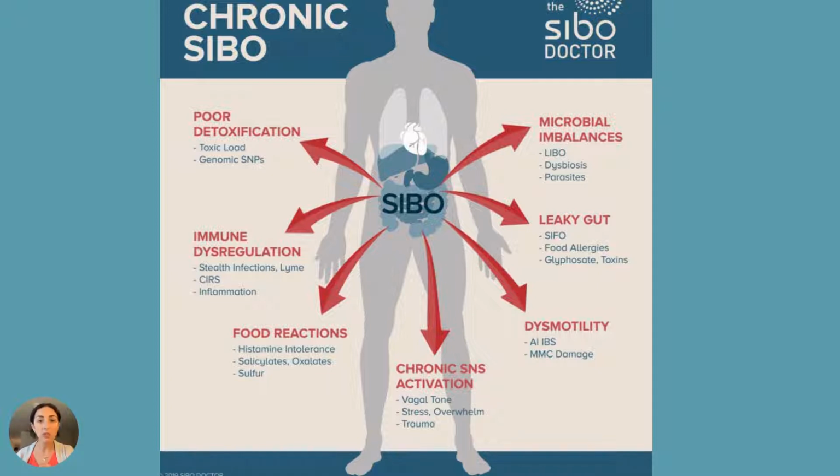Then we have just general inflammation, and we said stealth infections like Lyme, and we have toxic overload from the liver. So we have a whole other presentation as well about liver health and how we can support liver for the gut health.